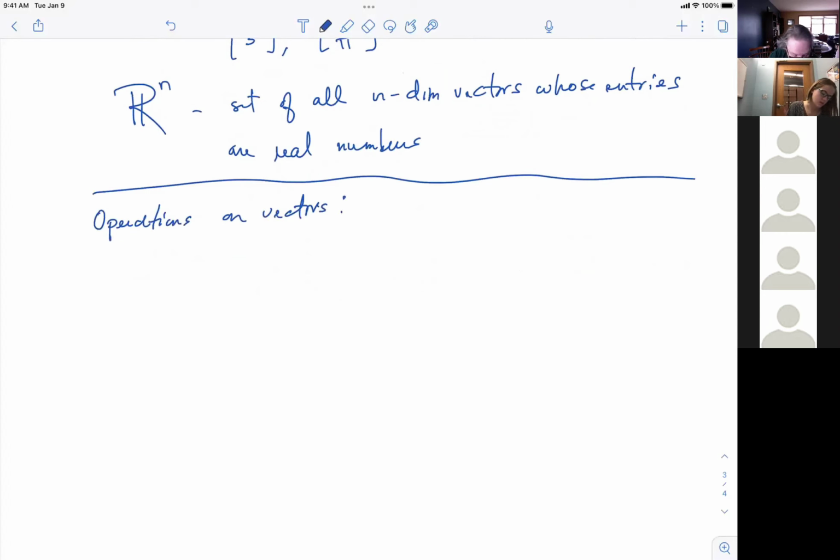All right, so there's two main ones that we're going to be using. One is addition, so adding two vectors together, and I'll just show you in R2. If I have a vector (a, b) and a vector (c, d), then when I add them together, I just add the components, the numbers that are in the same places together. So it's just a plus c, b plus d.